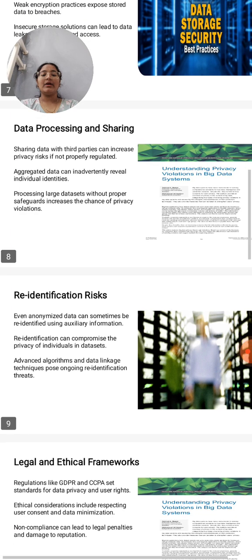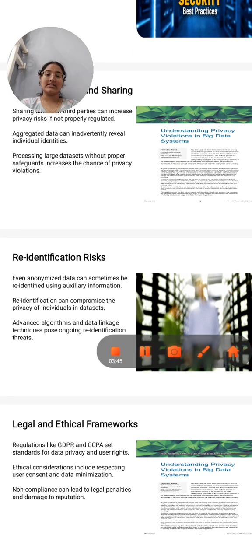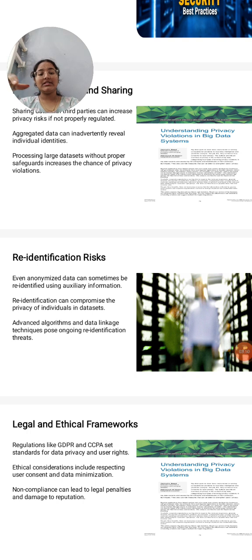The next slide is about re-identification risks. Even anonymized data can sometimes be re-identified using auxiliary information. Re-identification can compromise the privacy of individuals and datasets. Advanced algorithms and data linkage techniques pose ongoing re-identification threats.